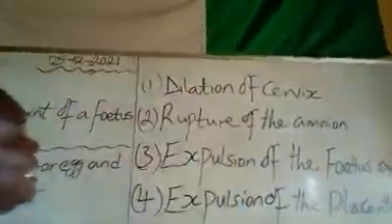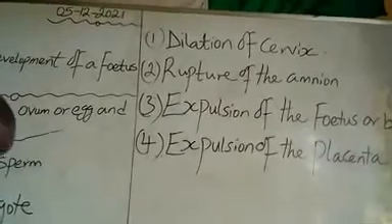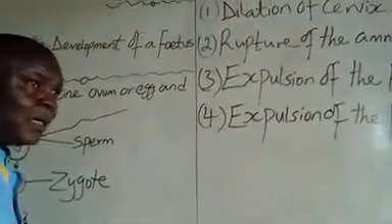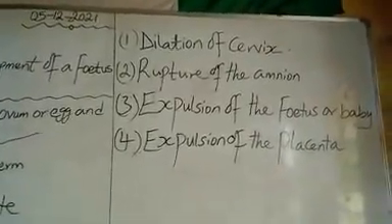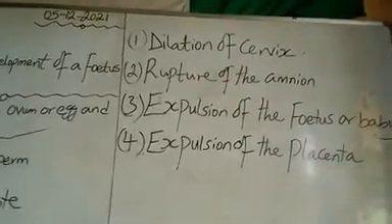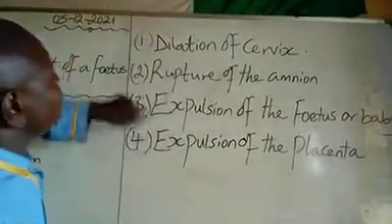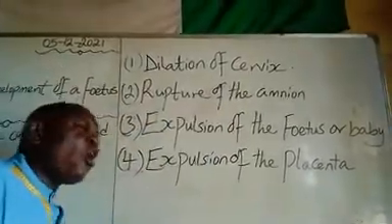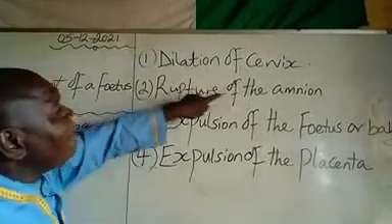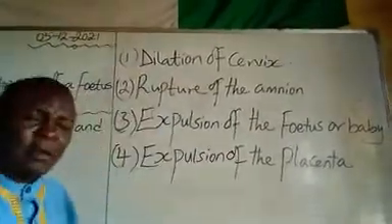Okay, let's see. Dilation of cervix. Here, the cervix is already wide enough that a baby will pass through. Alright? After this dilation of cervix, there's what we call rupture of the amnion. Rupture of the amnion means the amnion will break. Alright?